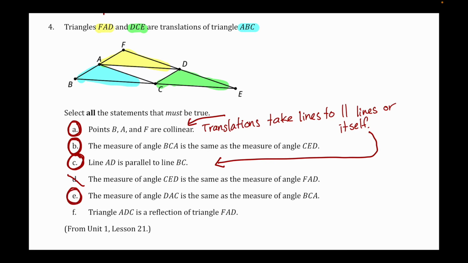And then option F, they said ADC is a reflection of triangle FAD. And that is not correct, because a reflection would look more like this. And you would create perpendicular, it would be the perpendicular bisector of the segment between those points. That's actually a 180-degree rotation. So we can say it's a rotation by 180 degrees. So that's why that's not true.